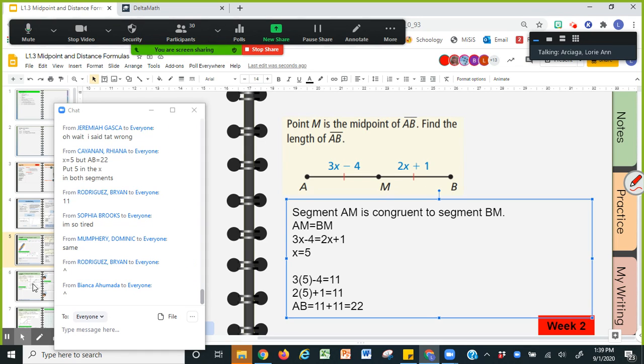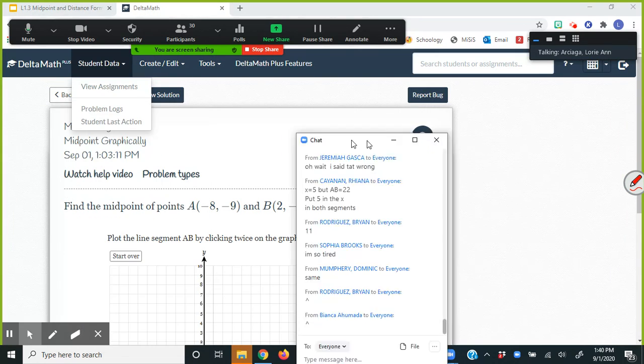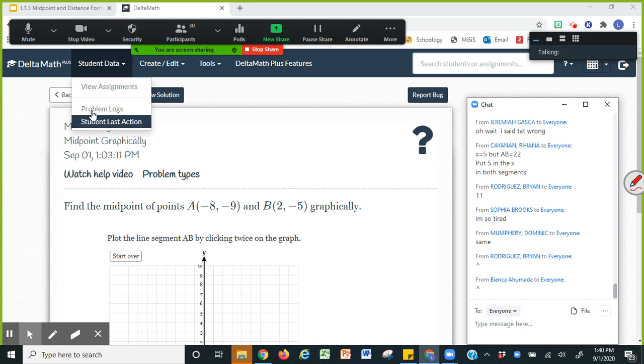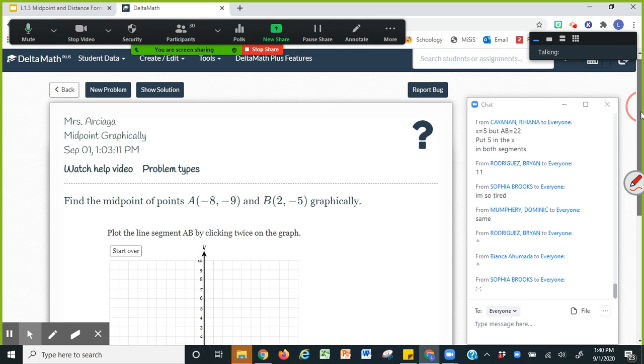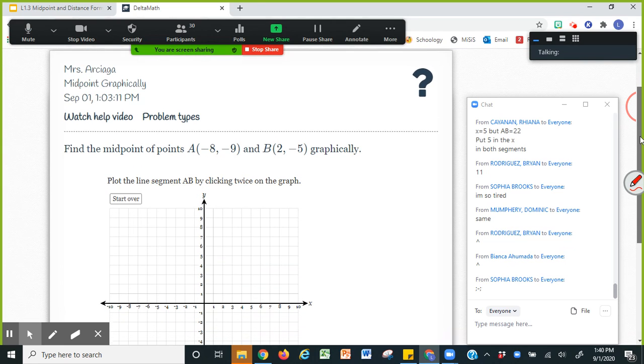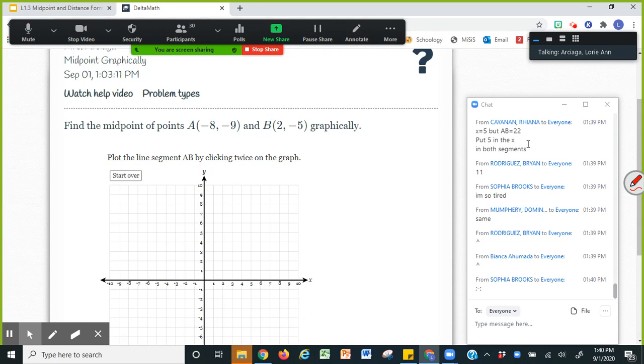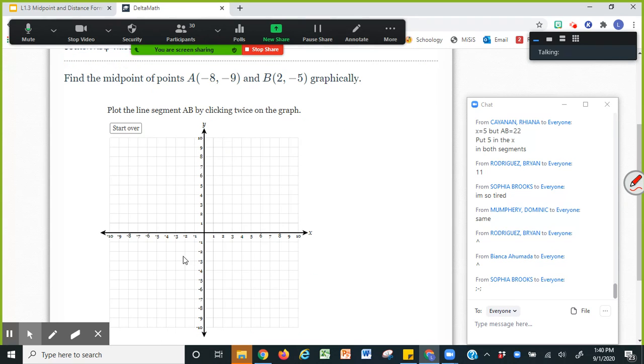Are there any questions about the midpoint formula? Now I'm going to show you something in Delta Math so that when you see it in your homework, you won't get confused. Find the midpoint of points A, -8, -9. So where's -8, -9? -8 to the left and then 9 down.